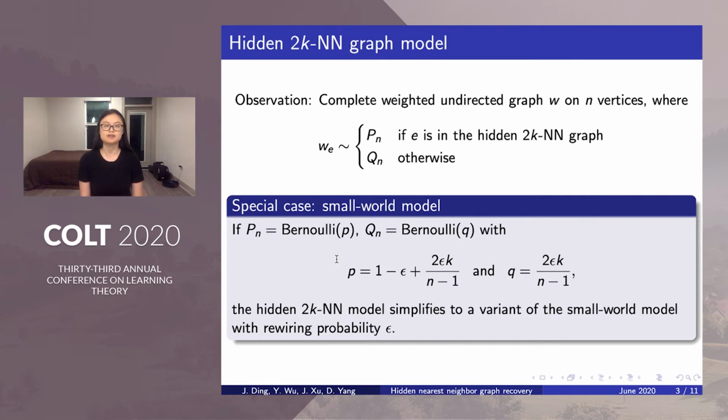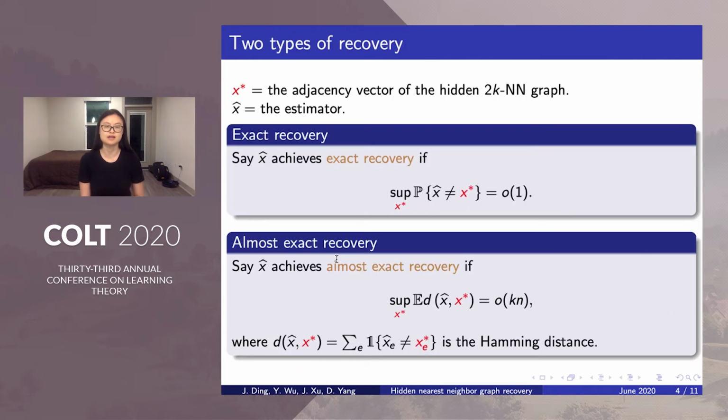Under this model, after we observe this weight matrix, the question that we study is, when is it possible for us to recover the hidden 2k nearest neighbor graph? We're going to focus on two types of recovery, exact and almost exact. Let x star be the adjacency vector of the true hidden 2k nearest neighbor graph, and let x hat be its estimator. We say that x hat achieves exact recovery if with high probability it recovers all the edges in x star, and almost exact recovery if it recovers almost all the edges.